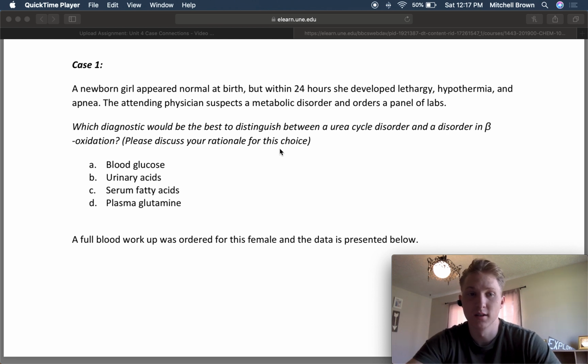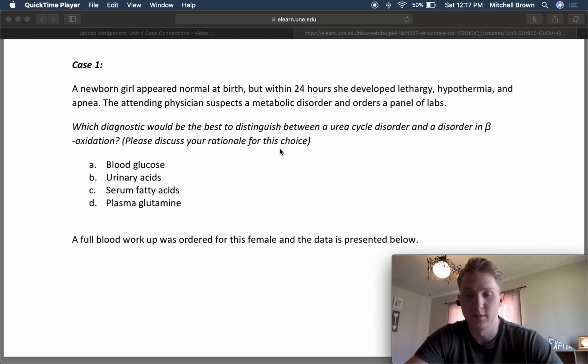The third test is a serum fatty acid test. Deficiencies in beta oxidation will increase the amounts of free fatty acid in the blood. This is if we are unable to transport free fatty acids into the mitochondria using our transport enzyme, palmitoyltransferase 1. So this serum fatty acid test would be a great indicator of whether we have deficiencies in beta oxidation.